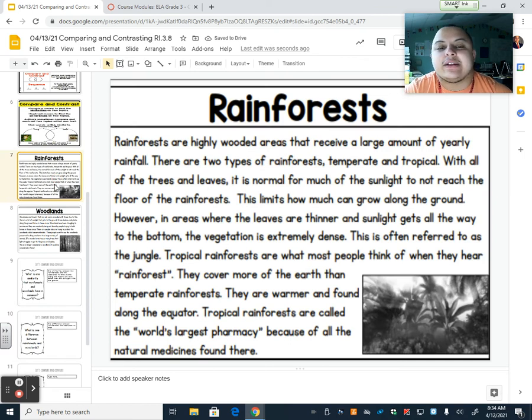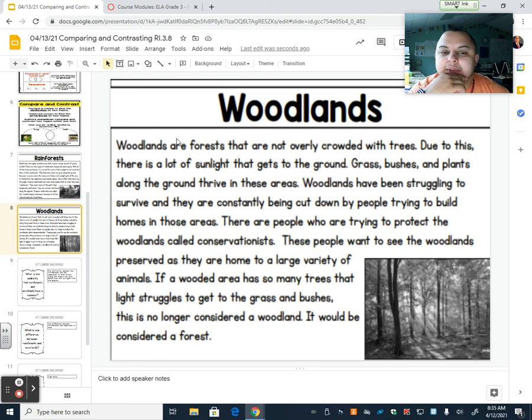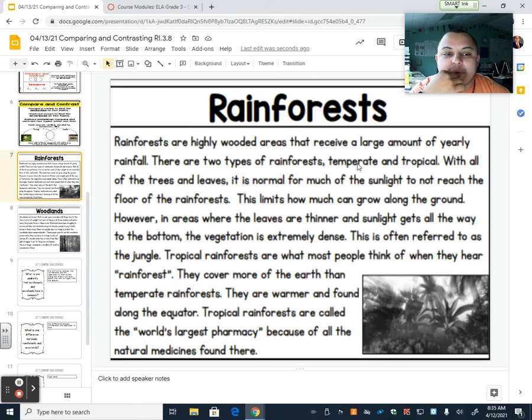Well, let's look at rainforest. Let's read this first sentence. Rainforests are highly wooded areas that receive a large amount of yearly rainfall. All right, let's look at this one. Woodlands are forests that are not overly crowded with trees. That could be a difference because a rainforest. Let's look at this sentence here.